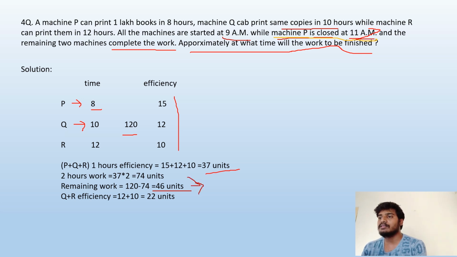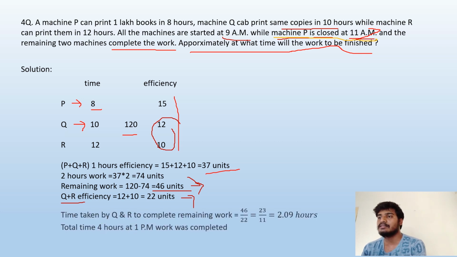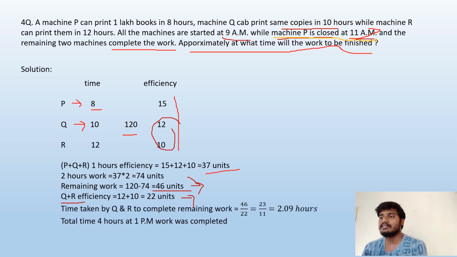These 46 units of work have to be completed by Q and R. So the efficiency of Q and R is 12 plus 10, that is 22 units. They can complete 22 units of work in 1 hour. So they have to complete the 46 units of work. So 46 divided by 22 becomes 2.09, approximately 2 hours. So initially they work for 2 hours, that is from 9 to 11, and after P has left, they work for another 2 hours. The total time is 4 hours.